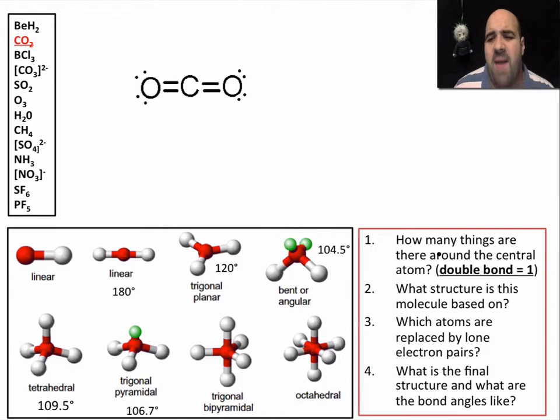But what we ask ourselves is how many things are there around the central atom? So this is the central atom. How many things are around it? What we're asking is in terms of bonds and lone electron pairs. And a double bond counts as one. So there's one double bond around it and another one. There's two things around the central atom. So what structure is this based on? Which picture has two things around a central atom? Well, this is the only one with two things around a central atom, so it's based on a linear structure.